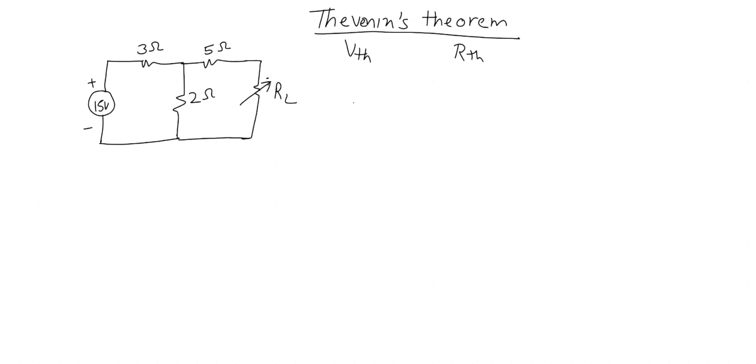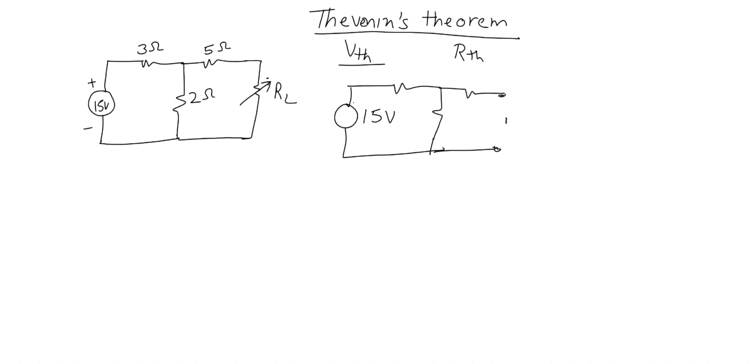To find VThevenin, the rule is to remove the load resistance and redraw the circuit. Since there is only one voltage source, I will redraw the circuit: 15 volt, 3 ohm. This is the point where the load was connected, so this represents my A and B points. You remove the load, and the voltage measured across points A and B will represent VThevenin.